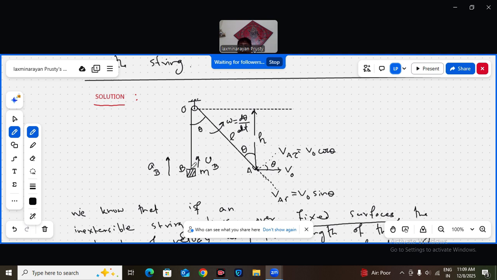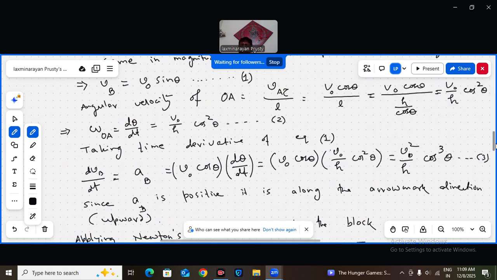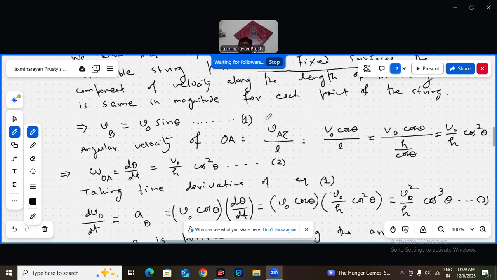For example, at point B, the velocity is V_B, as I showed you, in the upward direction, and that is fully along the length. But at A, the velocity is to the right, so along the length it will be the sine component, V naught sine theta. So that V naught sine theta, that is V_A component along the length, should be equal to V_B, which is completely along the length. So I wrote straight away V_B is equal to V naught sine theta. Equation 1. Okay, that you must be knowing.